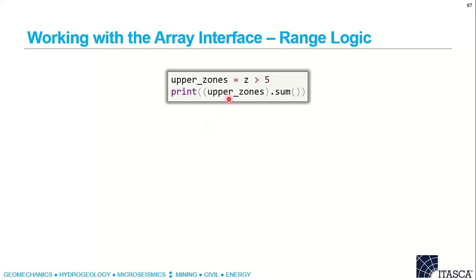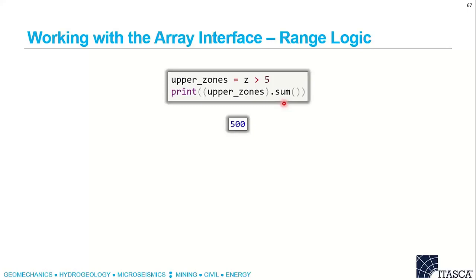So for example, we can get the summation and the number of all of the upper zones within our model by assigning a NumPy array equal to the return of the last slide, so where all variables have a Z variable greater than 5, and then within NumPy, calling the sum function simply returns how many entries are true. So this will return 500, since 500 zones have a Z variable greater than 5.